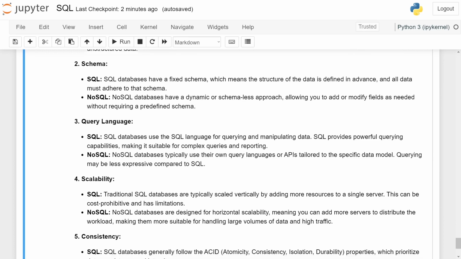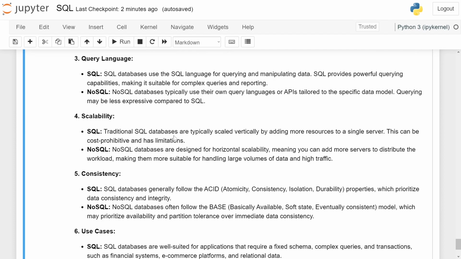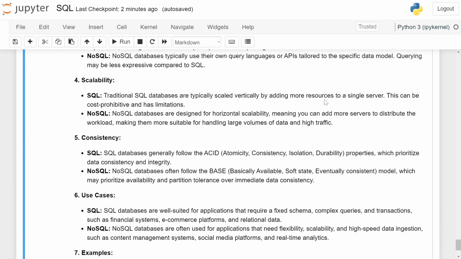Scalability. Traditional SQL databases are typically scaled vertically, adding more resources to a single server. This can be cost prohibitive and has limitations. NoSQL databases are designed for horizontal scalability, meaning you can add more servers to distribute the workload, making them more suitable for handling large volumes of data and high traffic.